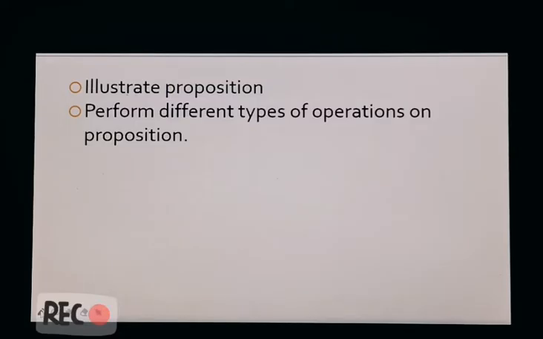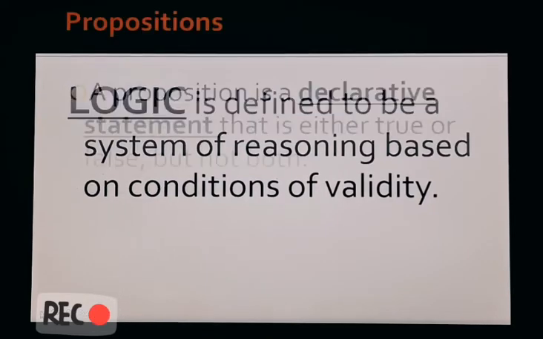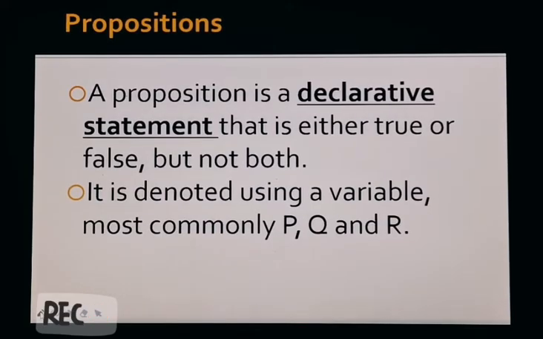So let us define first what is logic. It is defined to be a system of reasoning based on conditions of validity. Under logic, we have propositions. A proposition is a declarative statement that is either true or false but not both. A proposition is commonly denoted with variables P, Q, and R. And take note that we could also use small letters in denoting proposition.